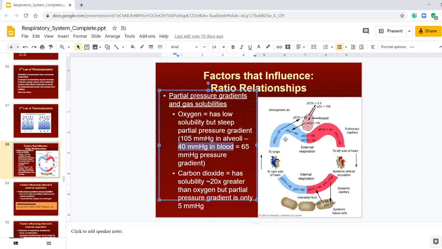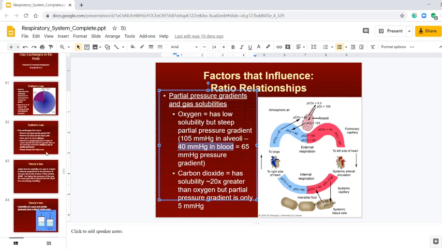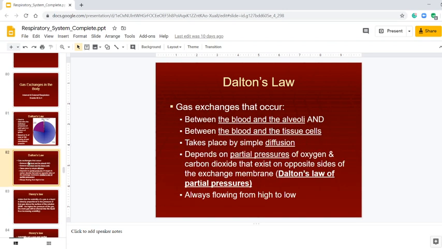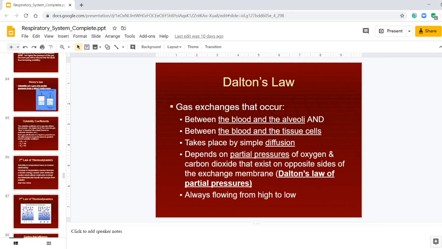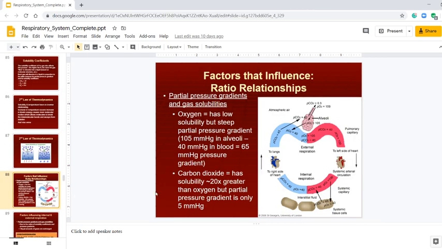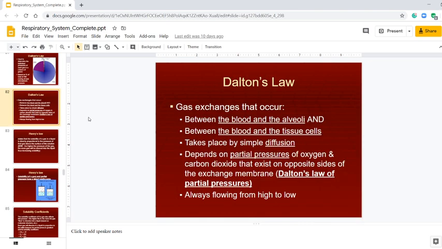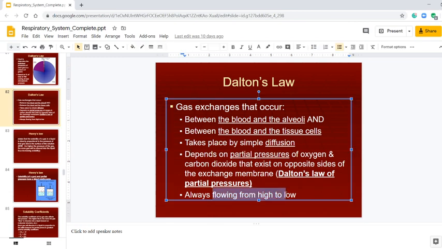Okay, so that was a lot today. So you just need to make sure that you understand these laws, the partial pressure stuff, right? That slide is this slide right here. Okay? Always flowing from high to low.